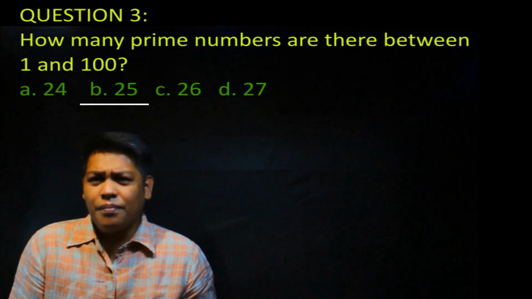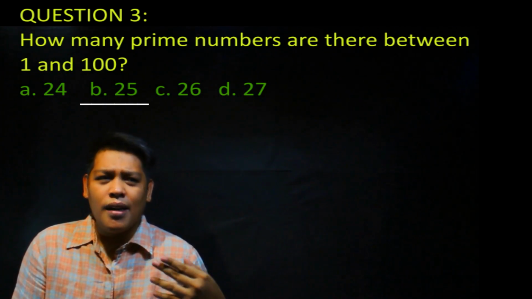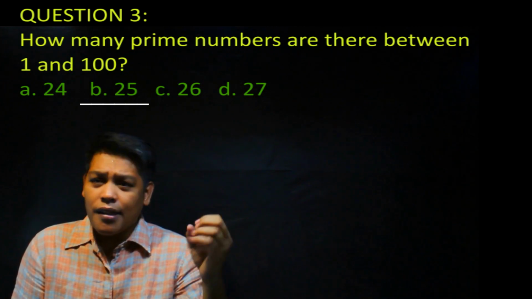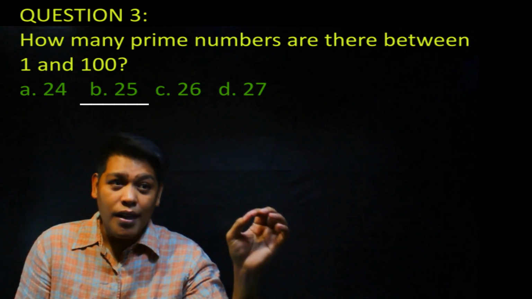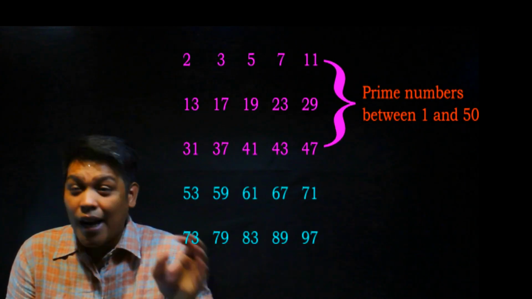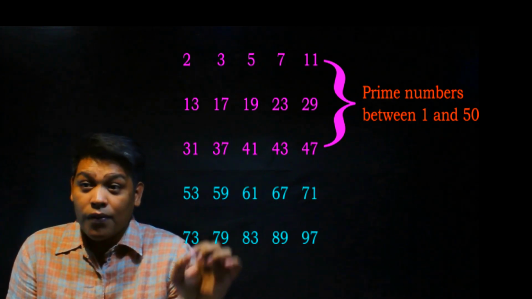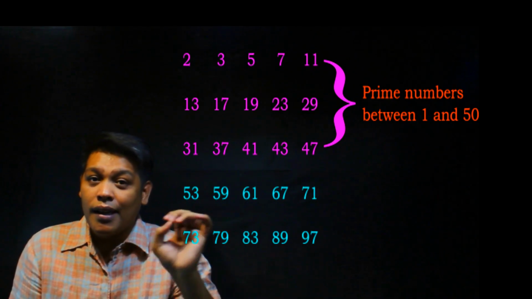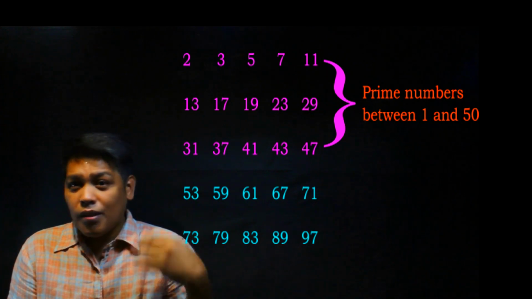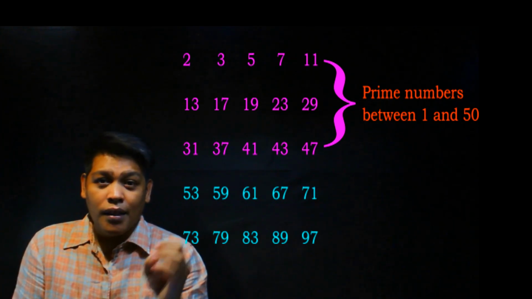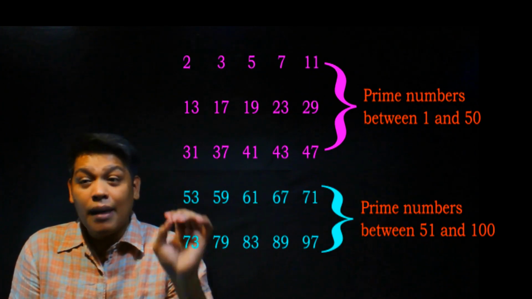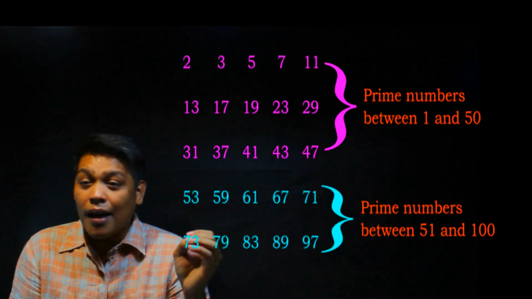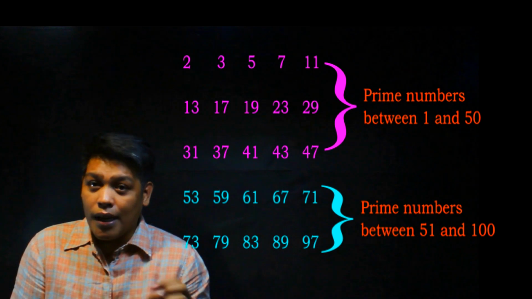Ngayon, may ibang question na how many numbers are there between 1 and 50? So 1 to 50 lang. So, makikita natin dito na sa 25 na yon, 15 sa kanila between 1 and 50. Tapos, may tanong din na 51 and 100. Hinati sila. So, makikita natin dito na 10 sila. Mga prime numbers between 51 and 100.